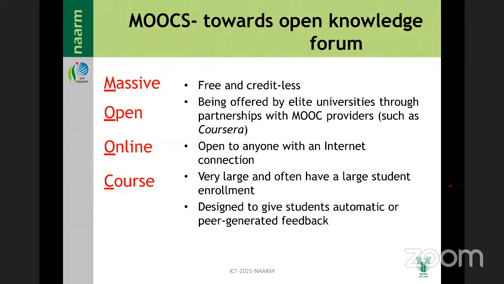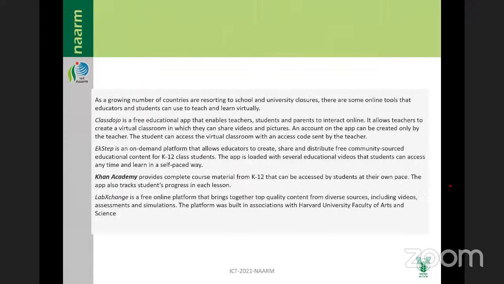Coursera is a MOOC provider. Have you heard about Coursera? It is one of the very good online e-learning tools. But it is costly. Minimum 2,500 rupees is required for attending courses. Open with internet connections, very large, and often have a large number of students. Khan Academy is one of the important academies, where students learn at their own pace. It is a free online platform.